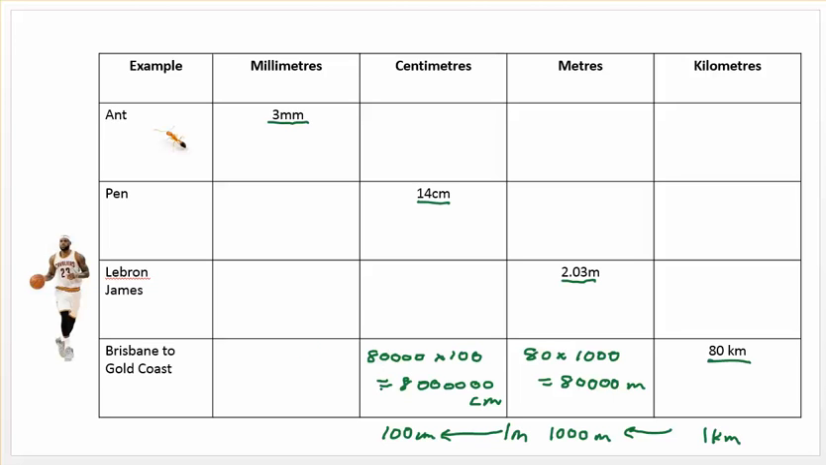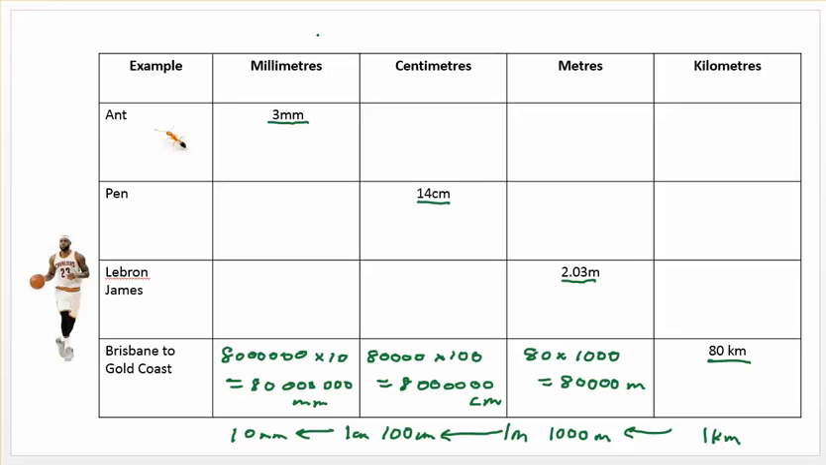So next, 1 centimetre is equal to 10 millimetres. So we've got 8 million centimetres. So we need to times that by 10. And so we end up with 80 million millimetres. Okay? Okay, let's quickly do a reverse one.